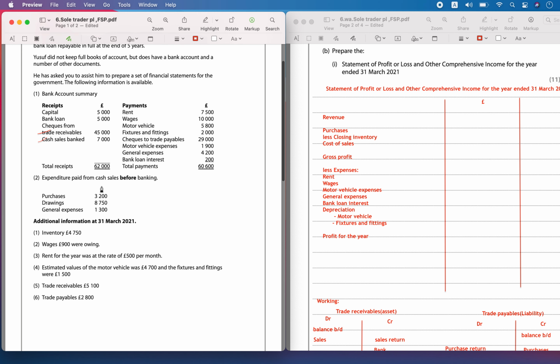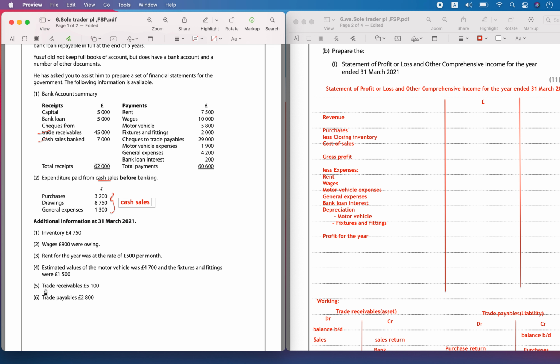And from the cash sales, he has also used some for purchases, so he has also paid off all of these amounts. So we should also include these in the cash sales, because they were used to pay off these expenses. Now the cheques from the trade receivables were at 45,000, and then these are the other things that are included. So now let's calculate. All we have to do is credit sales plus cash sales.